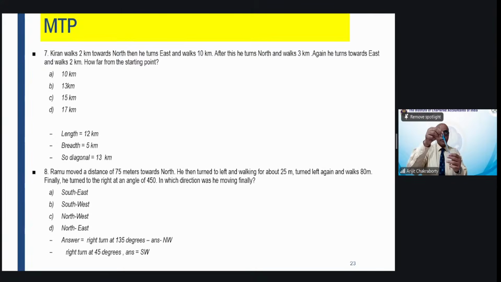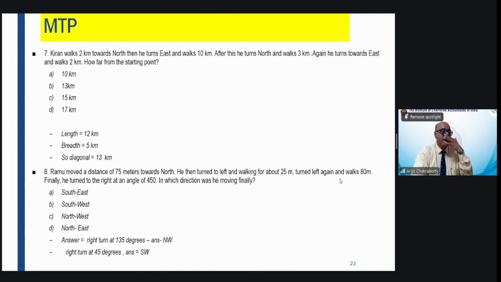South and then right turn. So just visualize south, right turn 45 degree means abhi southwest. So in which direction is he moving? Finally, answer is southwest. Question number 8. Please see that here ordinal directions are also coming.